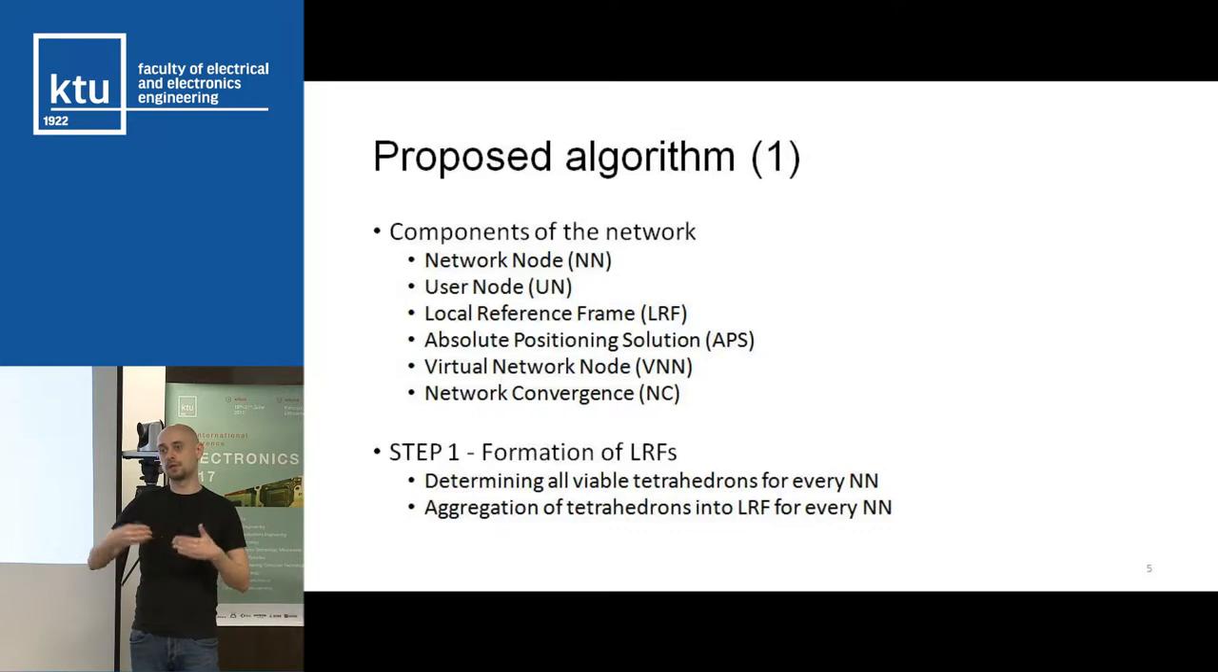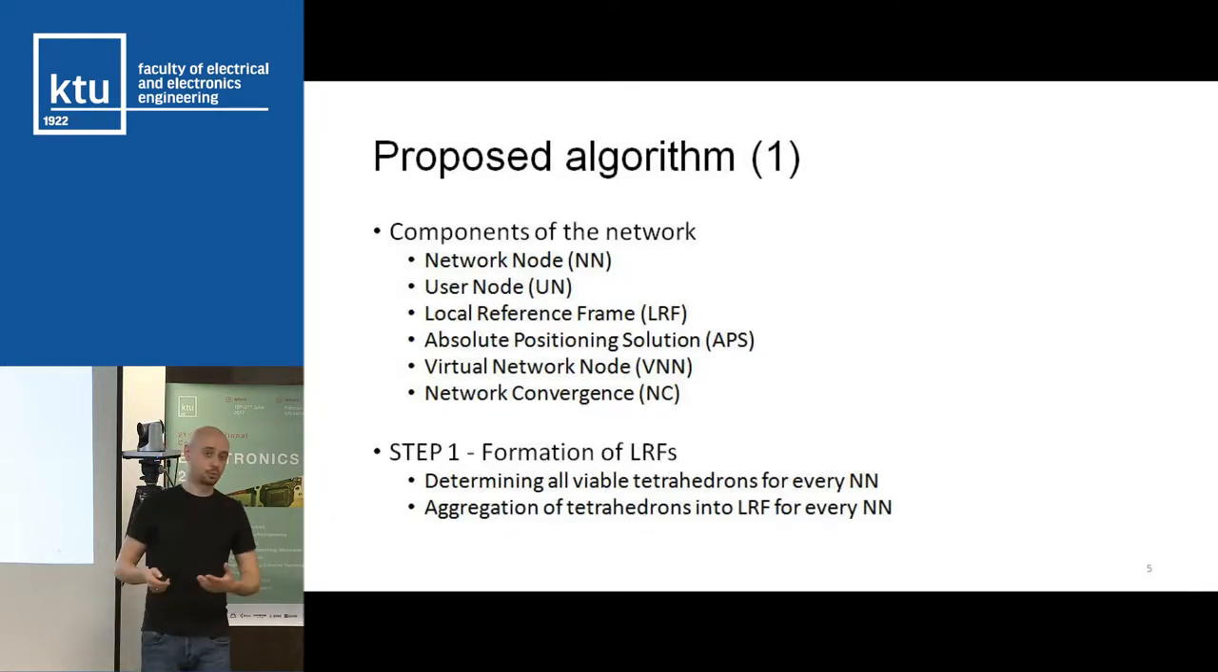If they are able to communicate, they are able to perform range measurements. So that's good for us. Local reference frame is a term for computing position in a very small local area between four network nodes. Absolute positioning solution is a solution which incorporates global navigation satellite system coordinates, so basically WGS84 or any other kind of global coordinate system. Virtual network node, I'll elaborate on this one a bit further. And network convergence is an event when the network accepts absolute positioning systems.